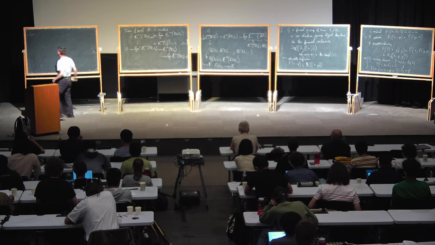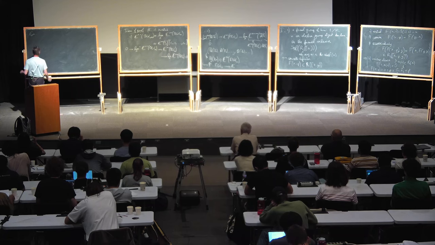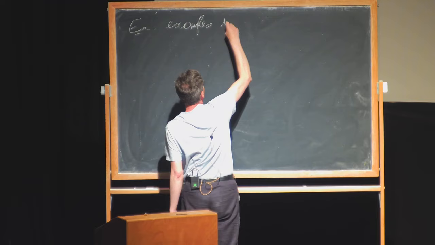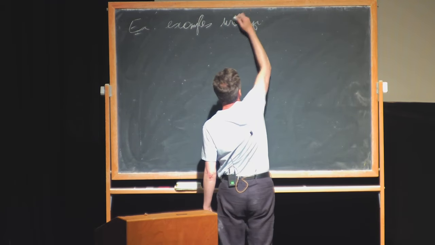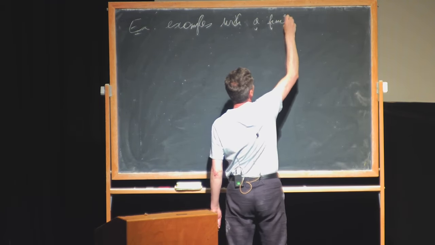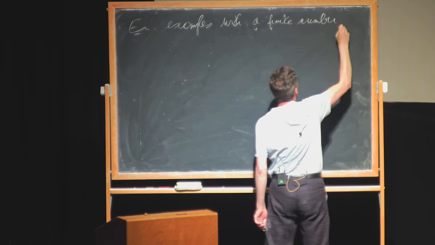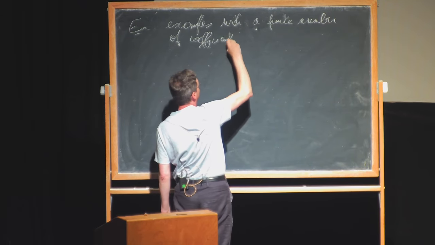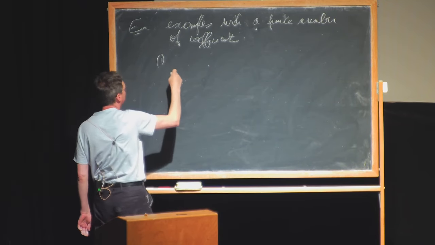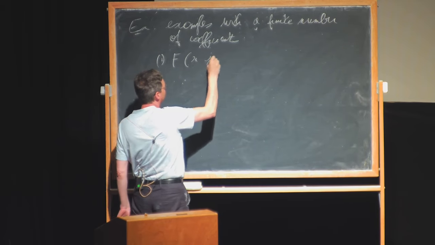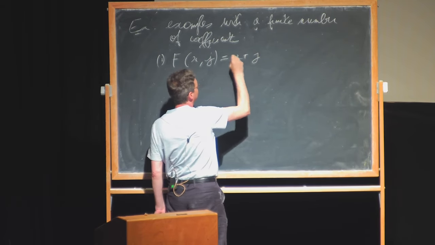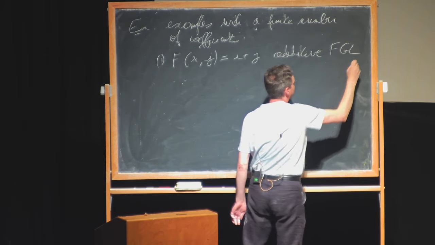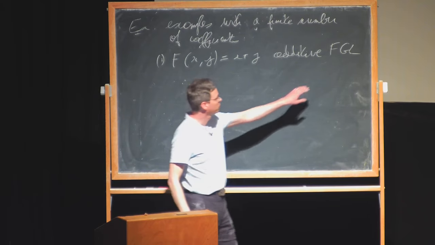The only examples with a finite number of coefficients are as follows, and you can check that these are the only ones. First, it's the stupid one, x plus y, called the additive formal group law. Usually it's quite universal to use this shortcut for formal group law.